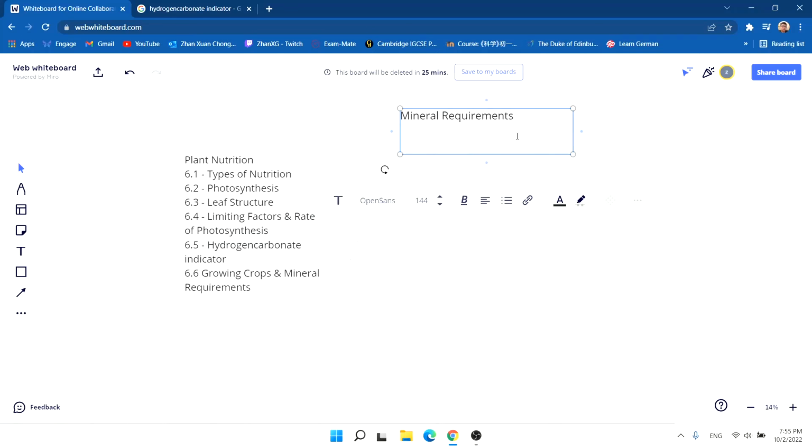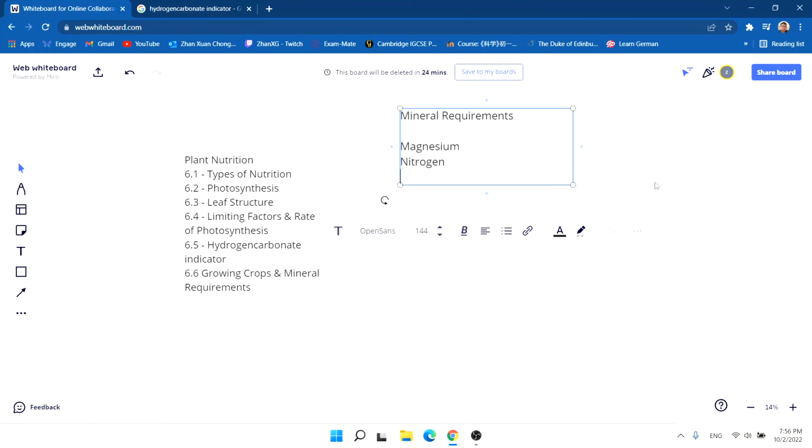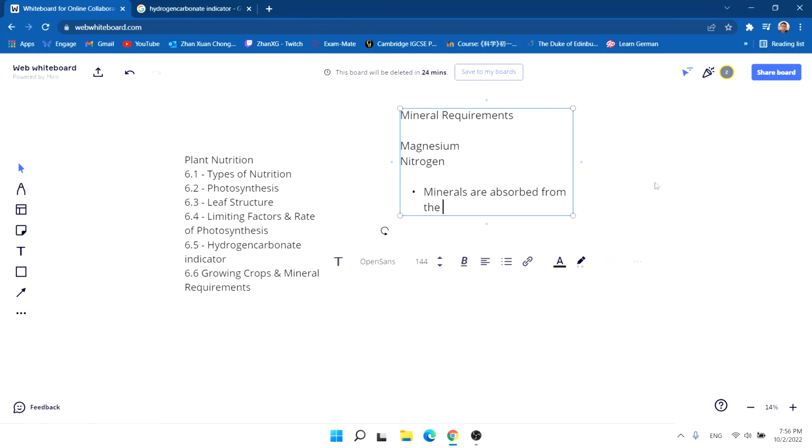Mineral requirements are needed because photosynthesis produces carbohydrate, but plants contain many other types of biological molecules such as proteins, lipids, and nucleic acid, which is DNA. As plants do not eat, they need to make the substances themselves. So we have magnesium and nitrogen. This means that without salts, these plants cannot photosynthesize or grow properly. So mineral ions are actively absorbed from the soil.